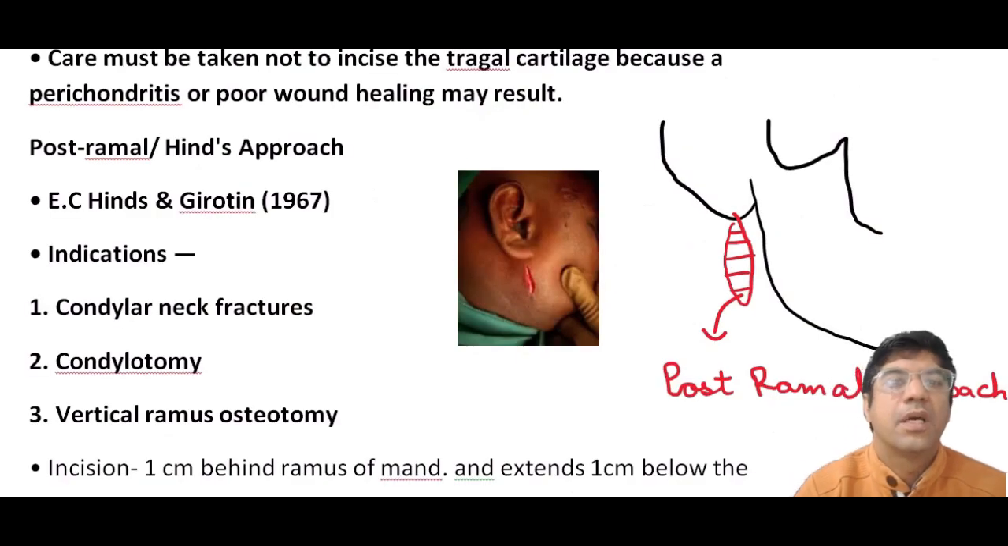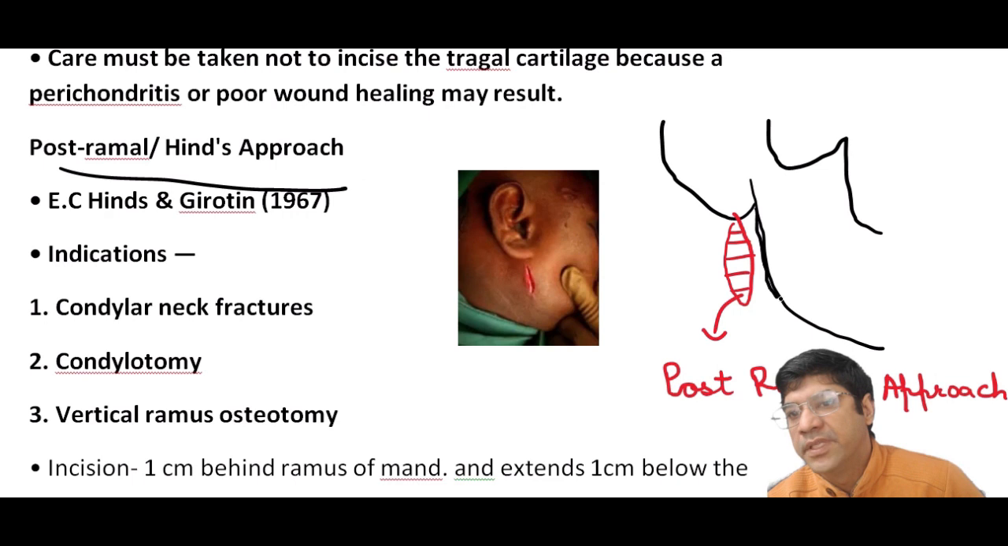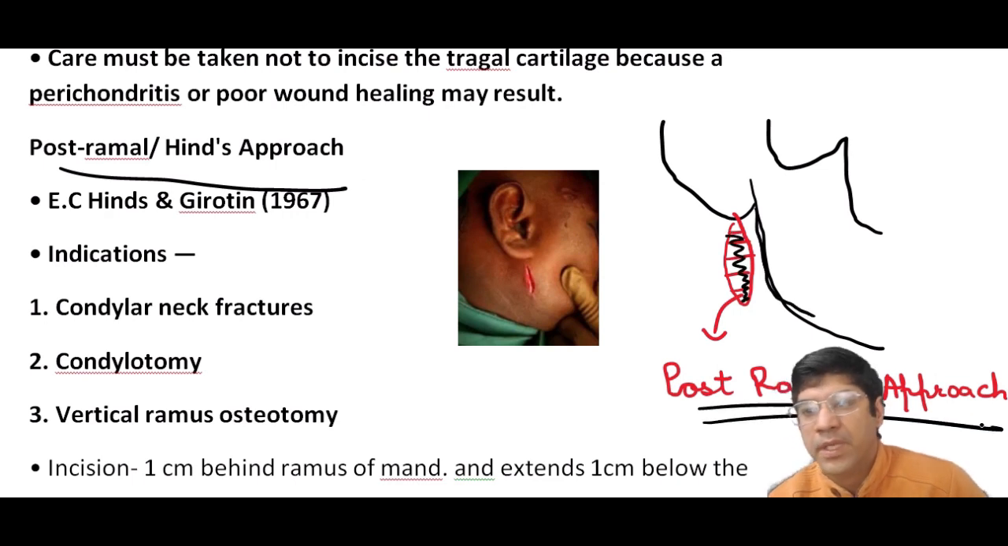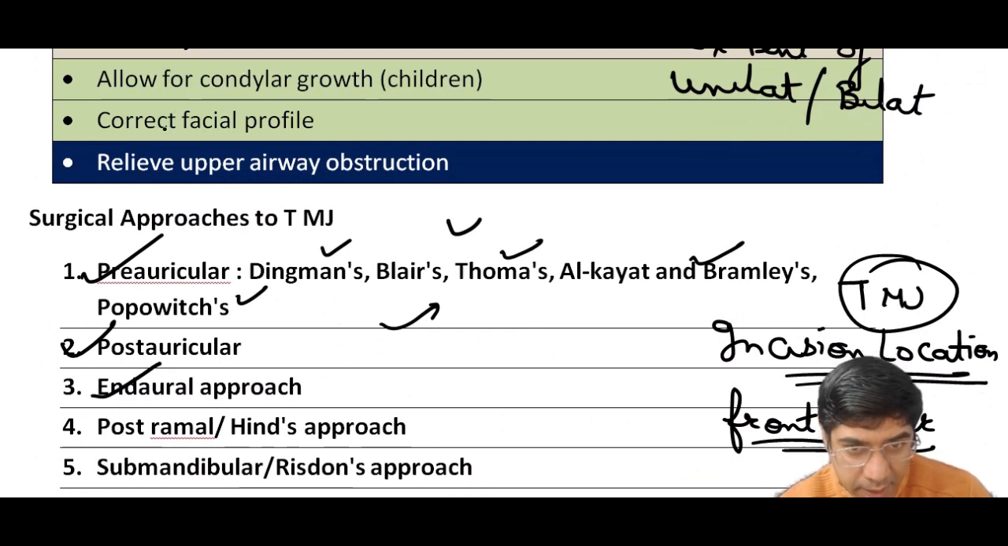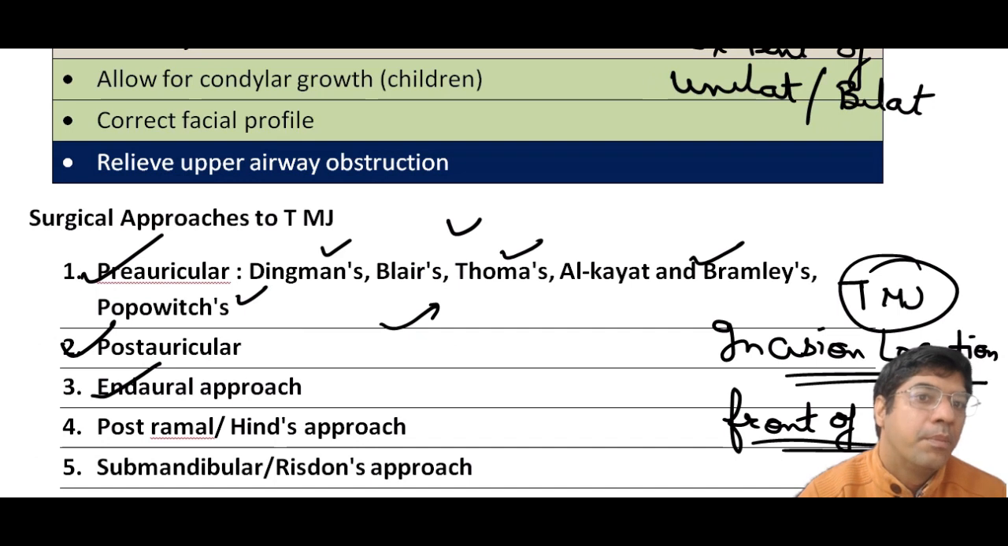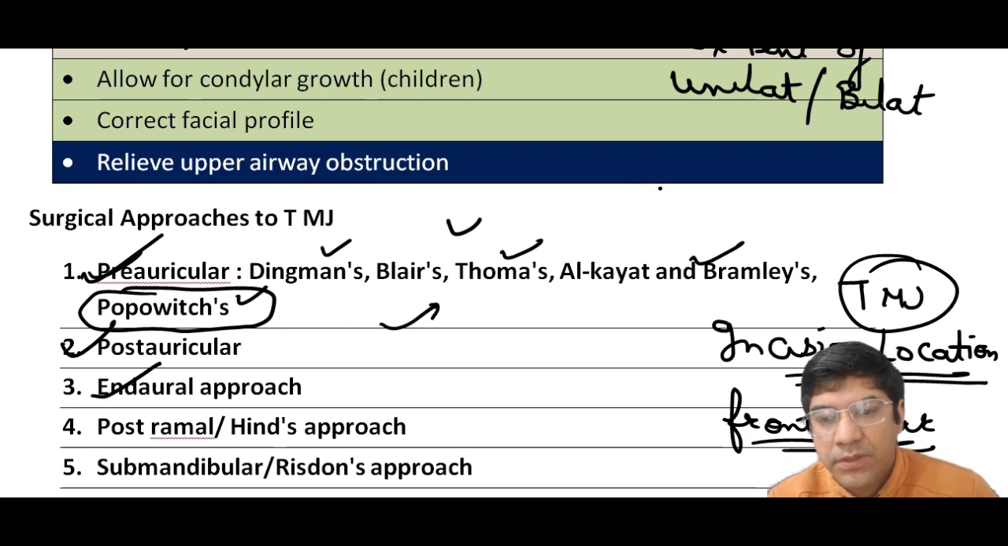The other is the post ramal approach, that is behind the ramus. Suppose this one is the ramus and this is the post ramal approach. It is indicated in condylar neck fractures and condylectomy. Now, another important point: there was one more modification of the preauricular approaches, that was Popovich. Let us discuss that also.